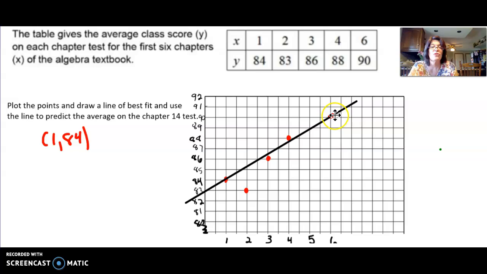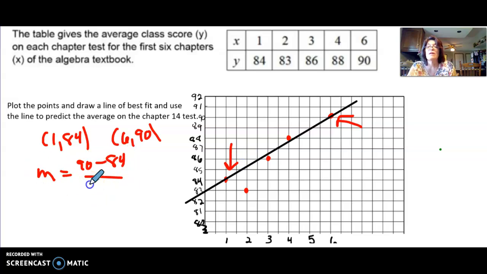In this case, I'm using two points on the line that actually were data points. You don't have to, though. I could use 589, but a lot of times if I go through a couple of data points, I use them. I'm going to use the 690 and the 184 to find my slope. 90 minus 84, or 6 minus 1, or I could count up and over. I get 6/5. I could have just gone up 1, 2, 3, 4, 5, 6.